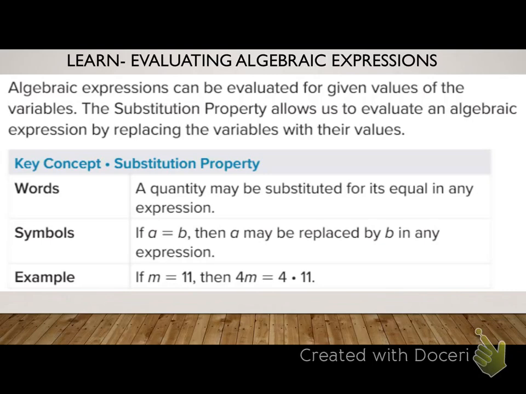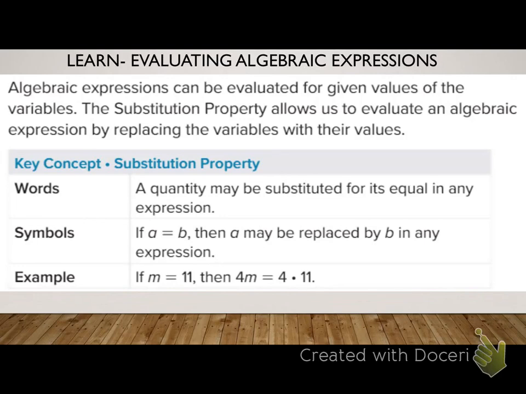Okay, algebraic expressions can be evaluated for given values of the variable. The substitution property allows us to evaluate an algebraic expression by replacing the variables with their values. This is one of the key concepts they have for you in the book. A quantity may be substituted for its equal in any expression. In symbols, if A equals B, then A may be replaced by B in any expression because they equal each other. They're the same thing. That's what equals means, right?